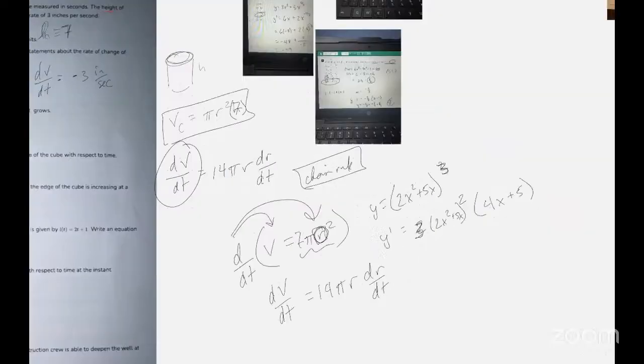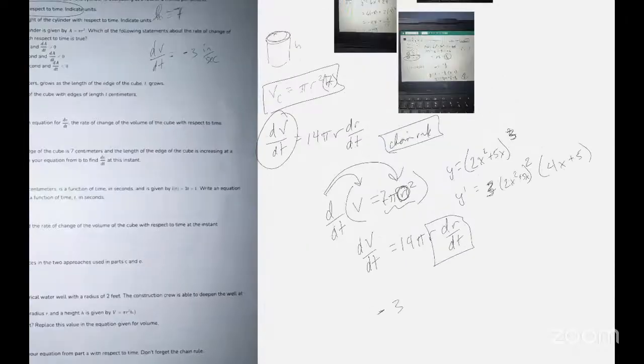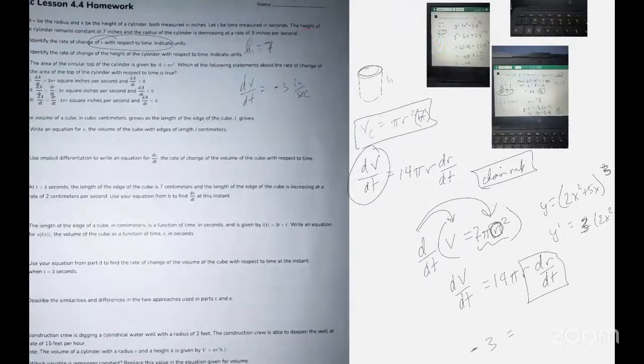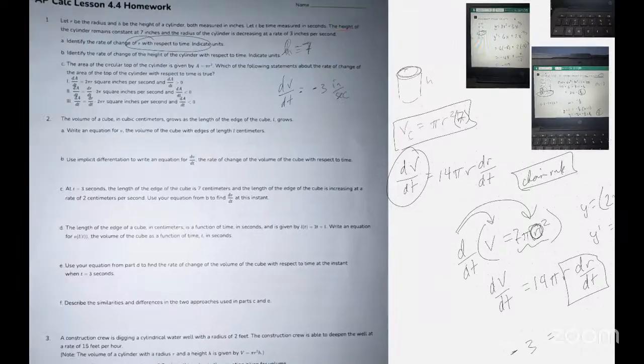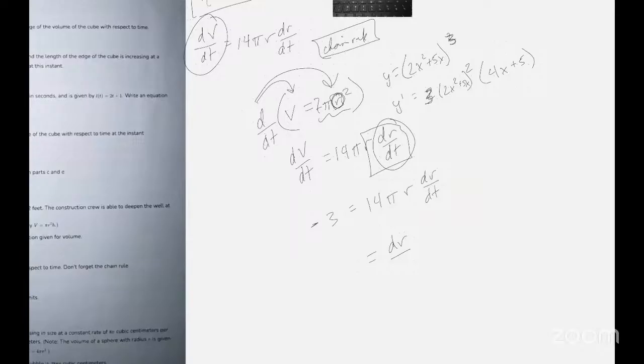Okay. Now I'm plugging in what they told me. They told me that dV/dt was -3. So now I'm plugging in -3. Identify the rate of change of r with respect to time. So I'm trying to find dr/dt. So I'm then solving for that, right? So then move everything over, divide by 14 pi r, exactly. You got it. So -3 over 14 pi r equals dr/dt.